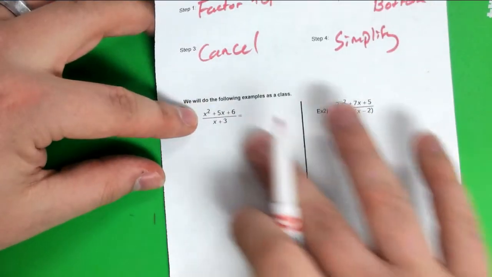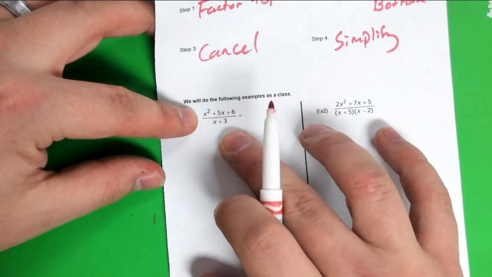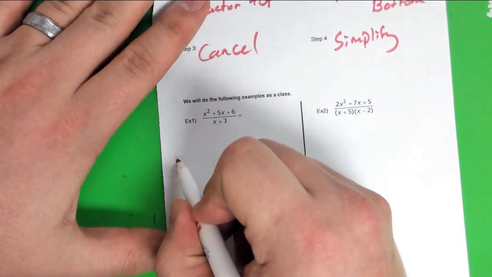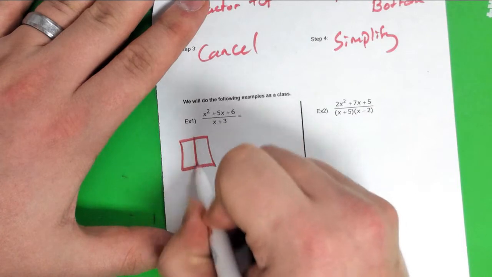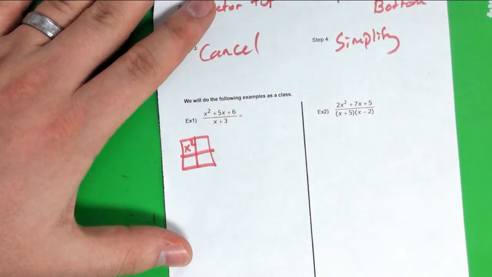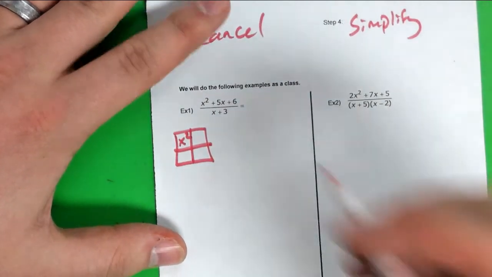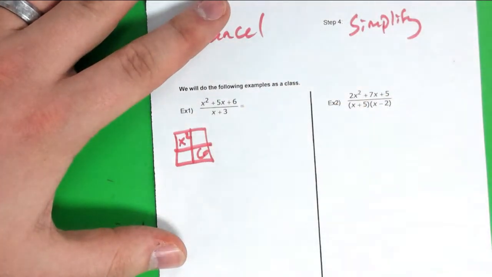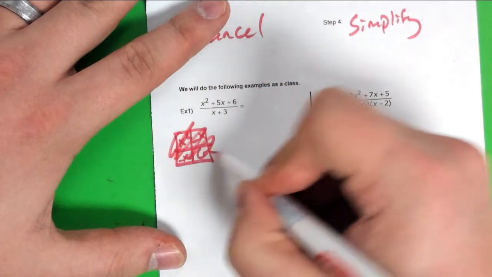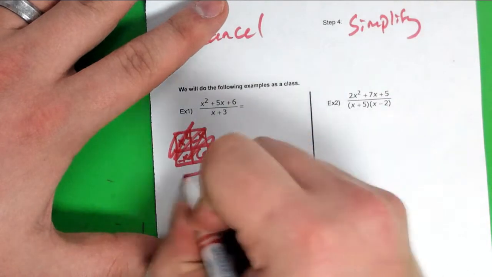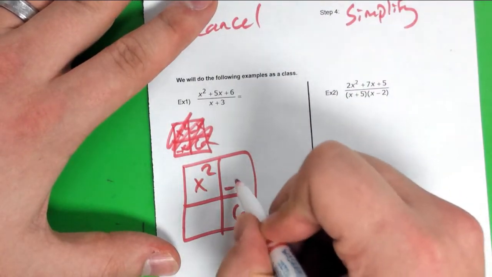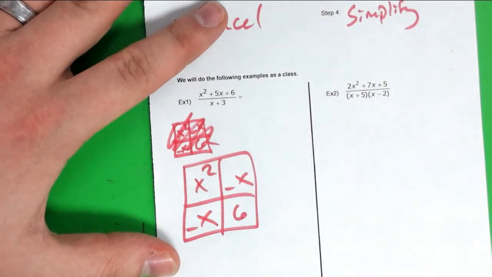I've got x squared plus 5x plus 6 divided by 3, x plus 3. So step 1 is factoring the top. I've got x squared there, and then I've got 6 that's going to go down here in this corner. And then I've got blank x and blank x. Okay, I drew that way too small. Let's get bigger. X squared, 6, blank x, and blank x. Okay, there we go. Much better.